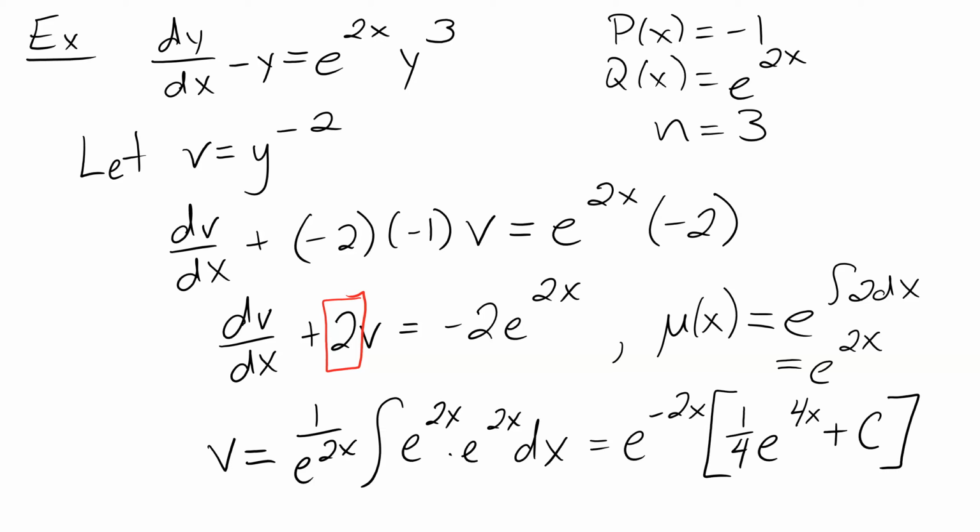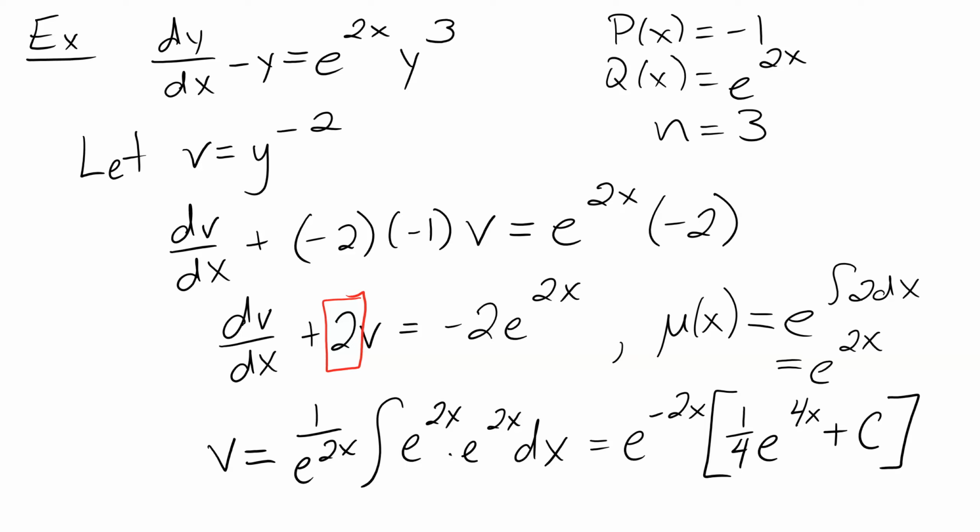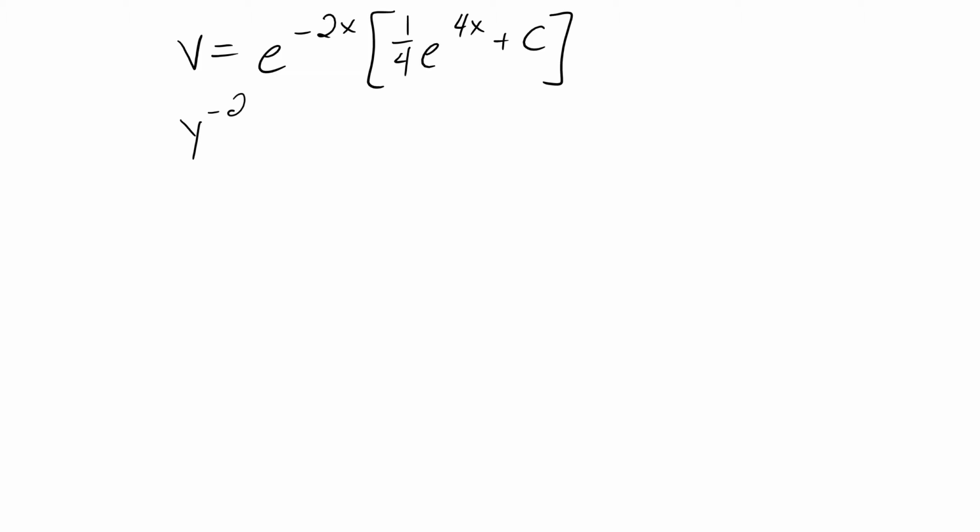When I was solving linear differential equations, I could stop here. I'm going to go ahead and rewrite it. So I have v equals e to the -2x times 1/4 e to the 4x plus c. When I was doing linear differential equations, I could stop because I've solved for my independent variable. But my independent variable in the original problem was y, not v. So I've got to get back to y's. Well, I know v is y to the -2. So that's y to the -2 equals, and I'm going to go ahead and multiply this out. 1/4 e to the 2x plus c e to the -2x.